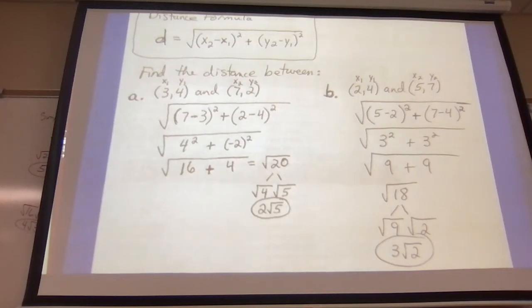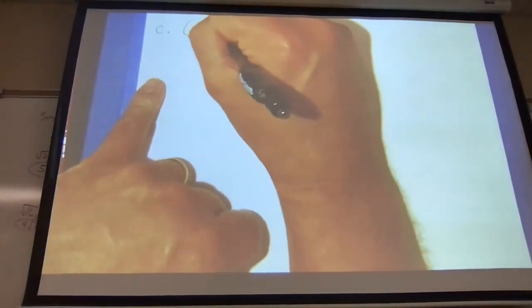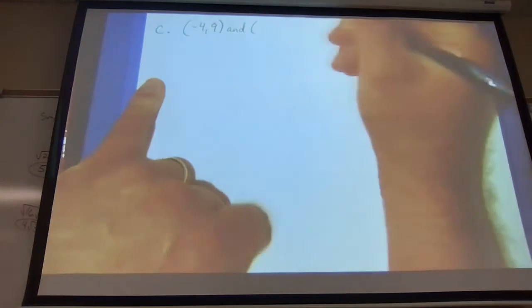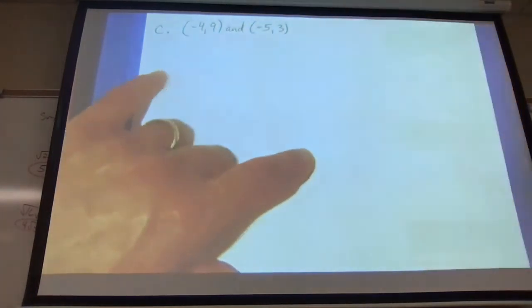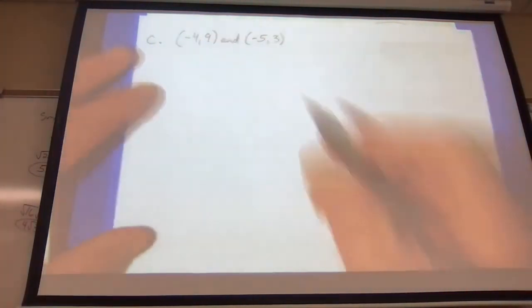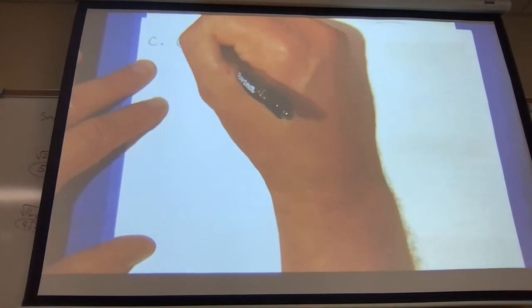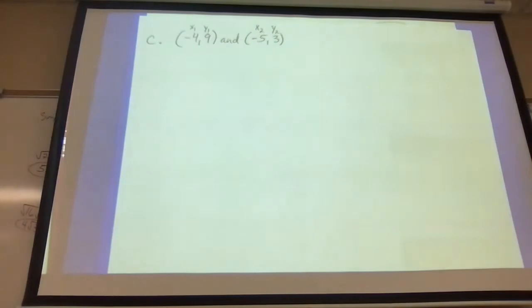Okay. All right, any questions so far? Okay, since this is brand new, I'm going to give you one more. I've got to throw some negative numbers in here also. This time we're going to find the distance between (-4, 9) and (-5, 3). And again, if you need to, go ahead and mark one of your points x1, y1, and the other point x2, y2. If you don't need to do that, you don't have to.